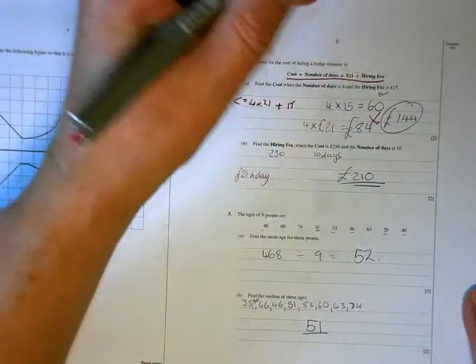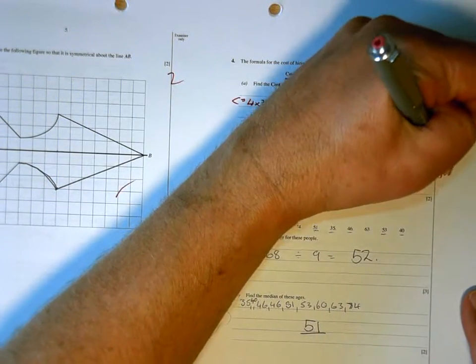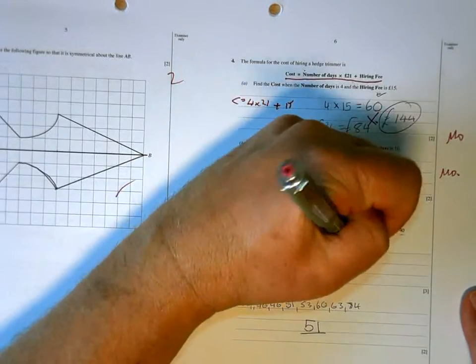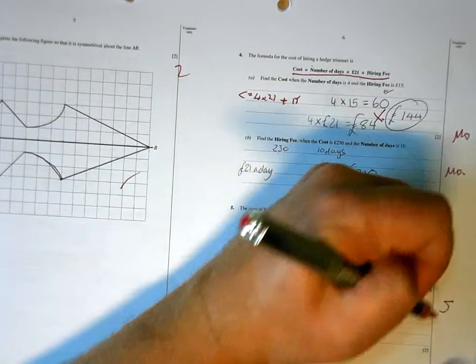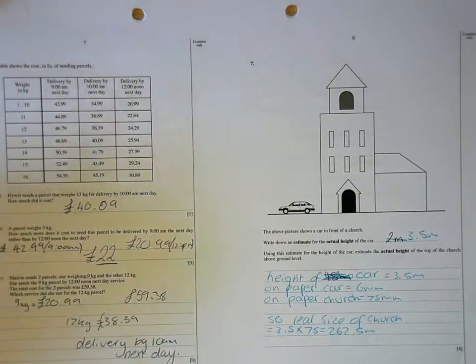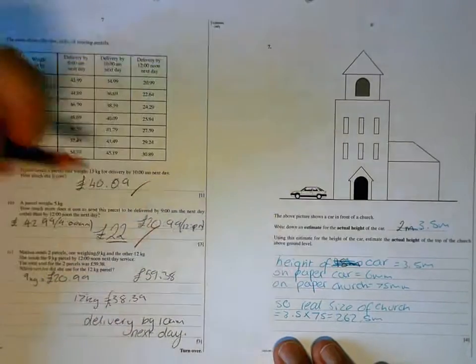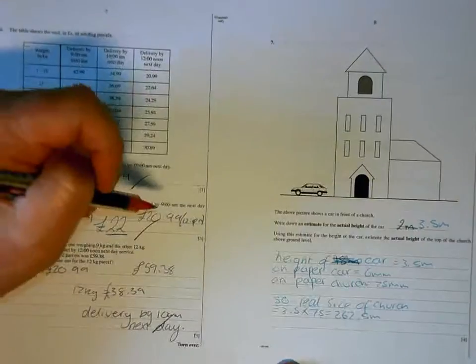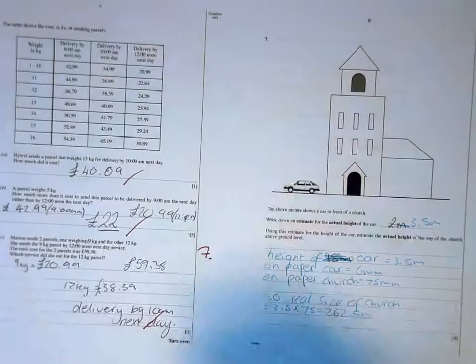Okay, so your method is totally wrong for both of those. That is correct, as is that. 7 for the page. £40.22, delivery by 10 AM, that's good.